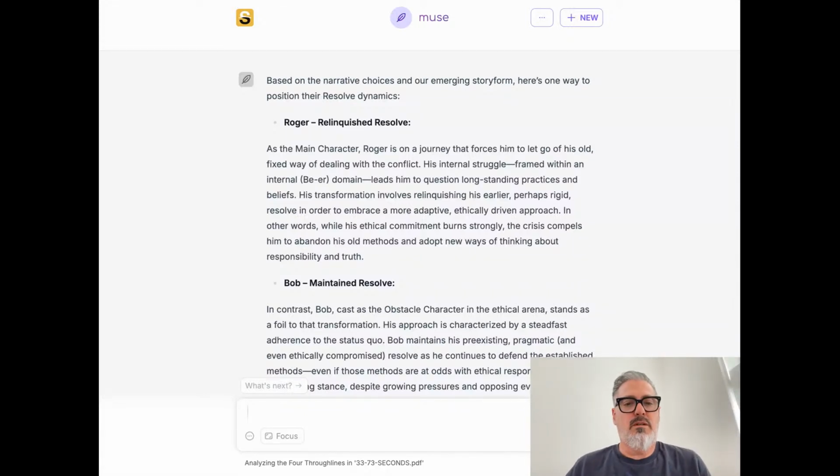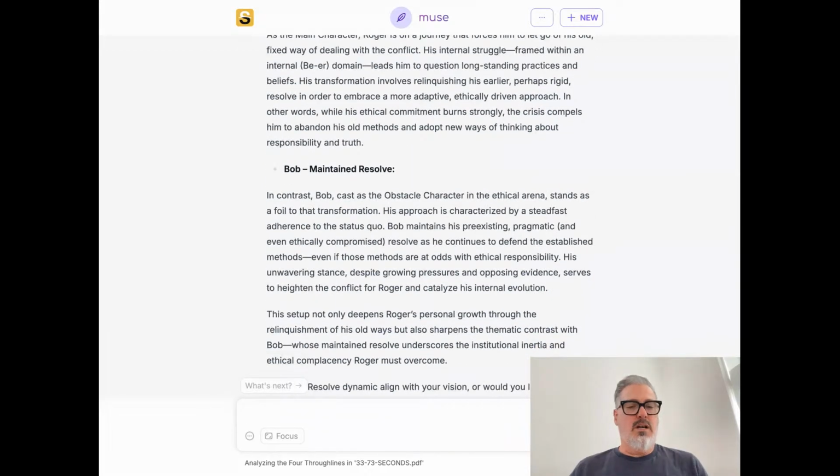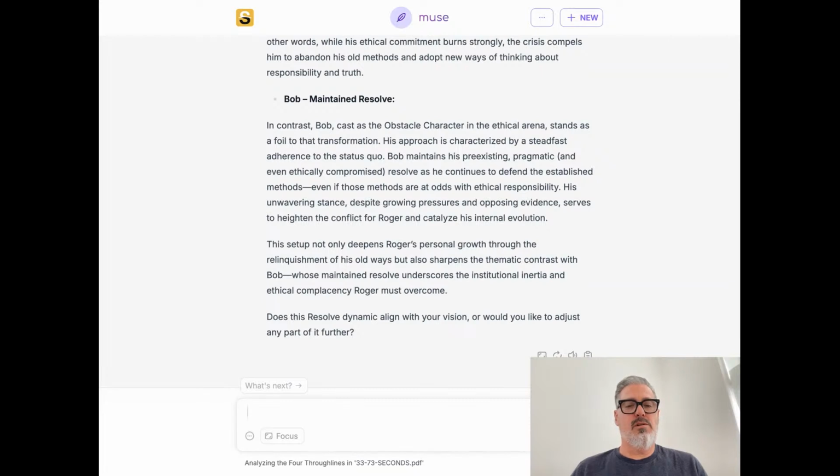But what is he giving up? I thought he was ethical. Does he relinquish and become more ethical? In contrast, Bob stands as a foil. Bob maintains his pre-existing pragmatic resolve, an unwavering stance that serves to heighten the conflict. No. Huh. So how does Roger become more like Bob then? What rigid things is he giving up in the beginning?